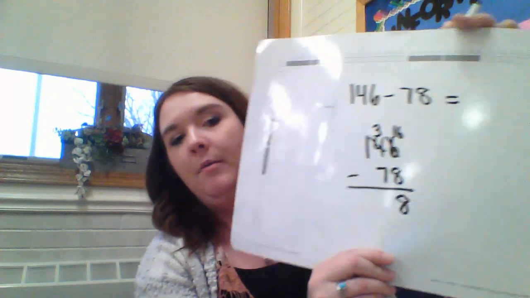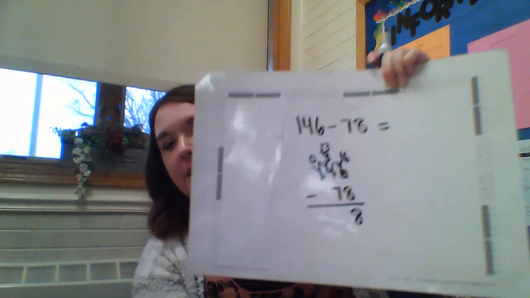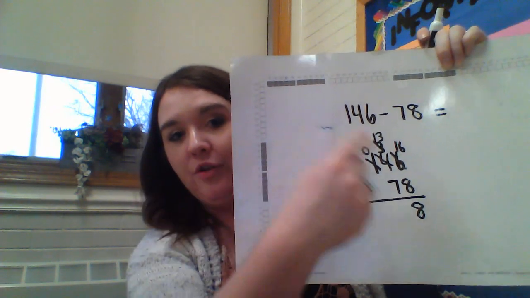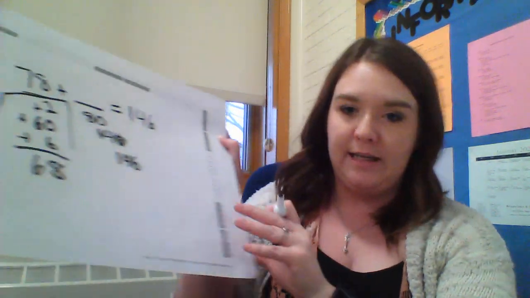That's 8. But now I'm looking, I can't do 3 tens minus 7 tens, so I need to ungroup from my hundreds. So I'm ungrouping from my hundreds, so that's going to be 10 more. So now I have 13, okay? I have 13 tens, I'm going to take away 7 of them, and now I have 6. So I got 68 with my subtraction, and I got 68 with my addition. So the adding on method does work.